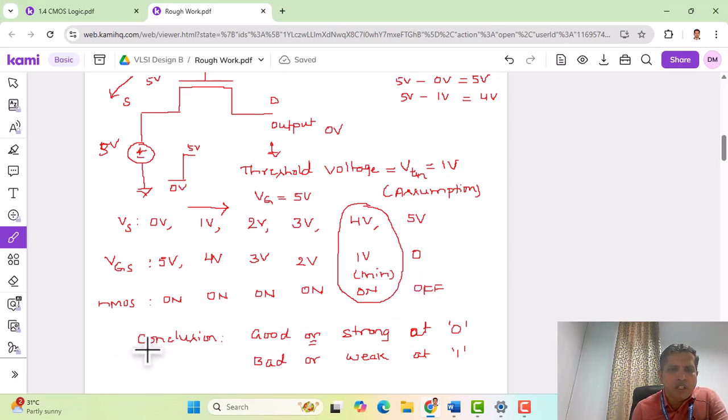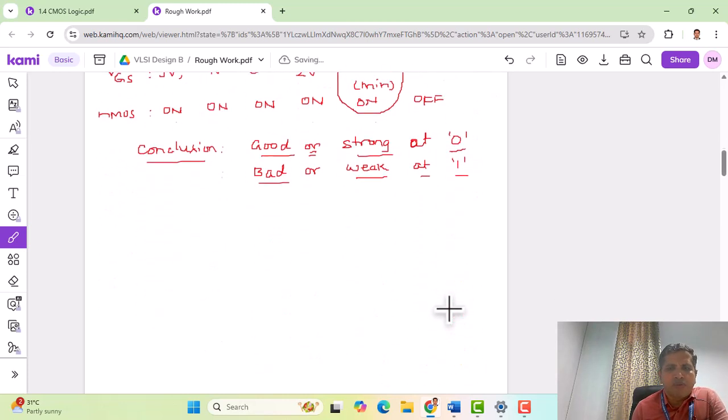So the conclusion here is that NMOS is good, or strong, at logic 0, but it is bad, or weak, at logic 1. This is the summary of the NMOS transistor.